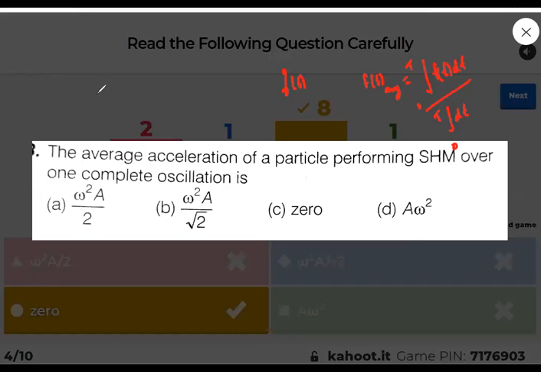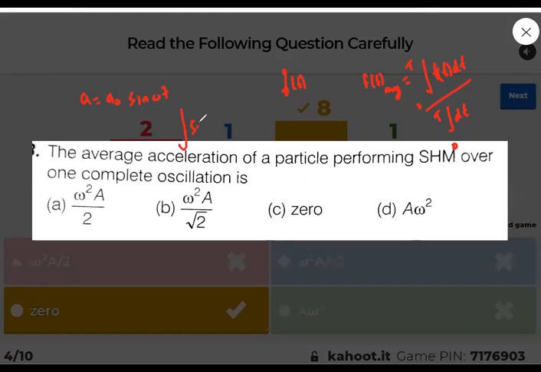Now, tell me, what is the formula for acceleration? It is a equals minus a naught, which is omega square x, sine omega t. Yes or no? Tell me, yes or no? Yes.